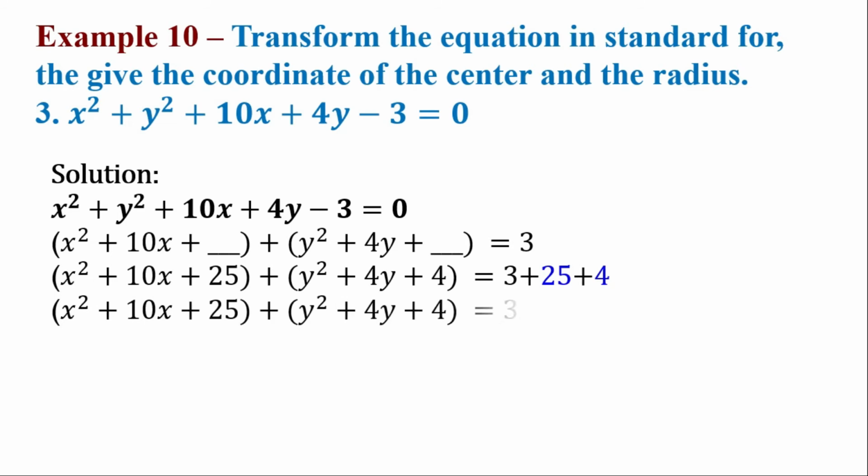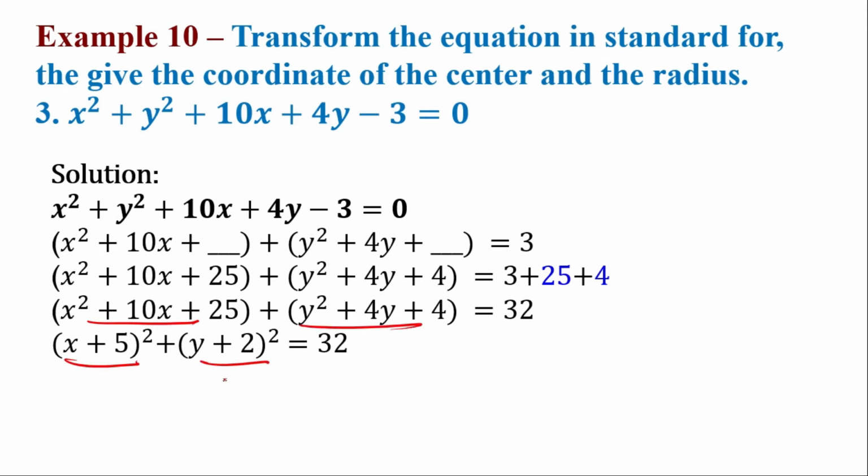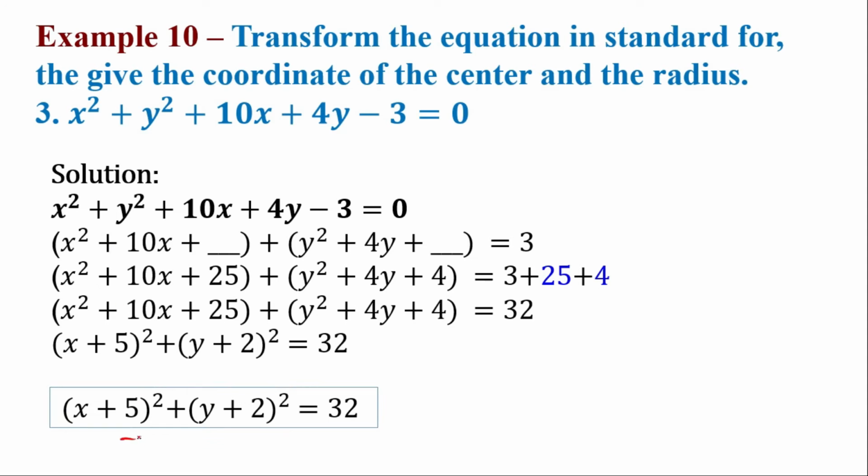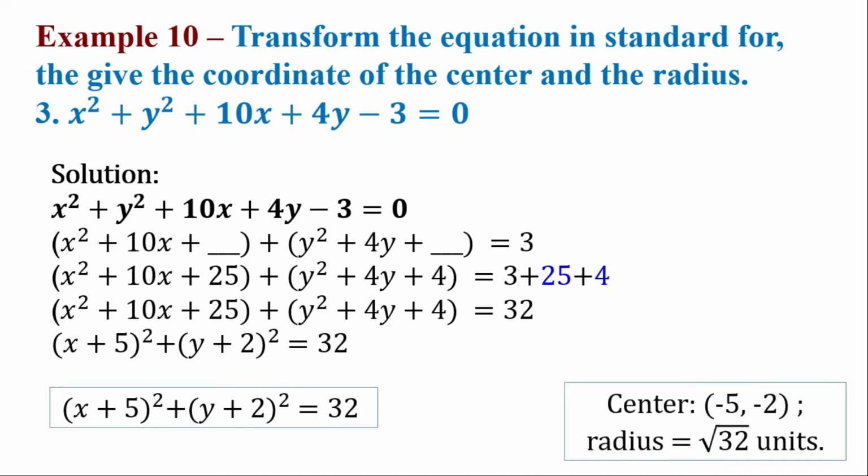As you can see here, we don't have a perfect square radius here. So let's deal with this. I transform this into a squared binomial. Now our center will be negative 5 comma negative 2, and the square root of 32 will be our radius. So this will be our answer.